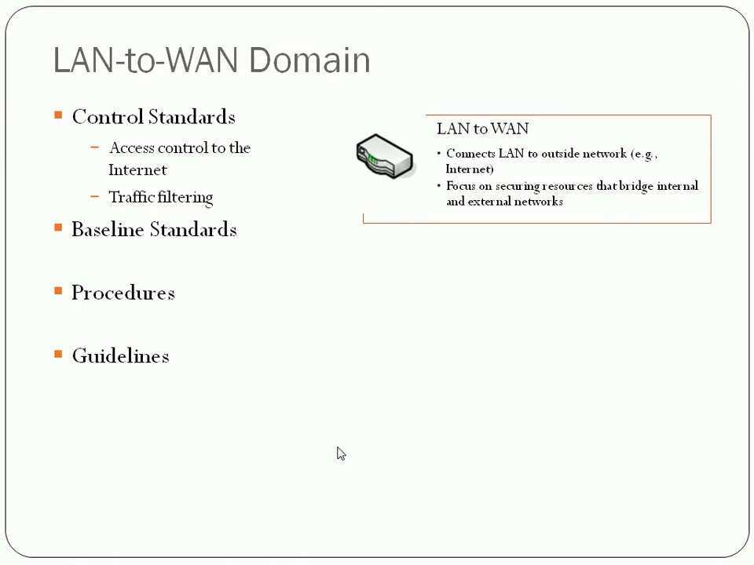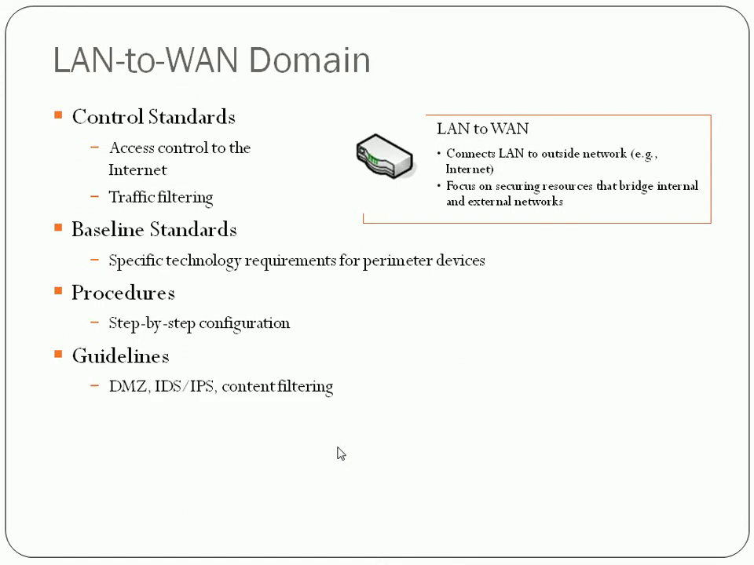You can filter traffic. So baseline standards would be how to implement those control standards on specific technology on those perimeter devices. And of course, the procedures are how to do that step-by-step, which in some cases, I don't think you would get that granular. So you wouldn't say on this specific model of a Cisco router, here is the actual access control list. You don't have to go to that level of detail. But you could list what those access control rules would be, or what iptables entries you might have in other routers, something like that.